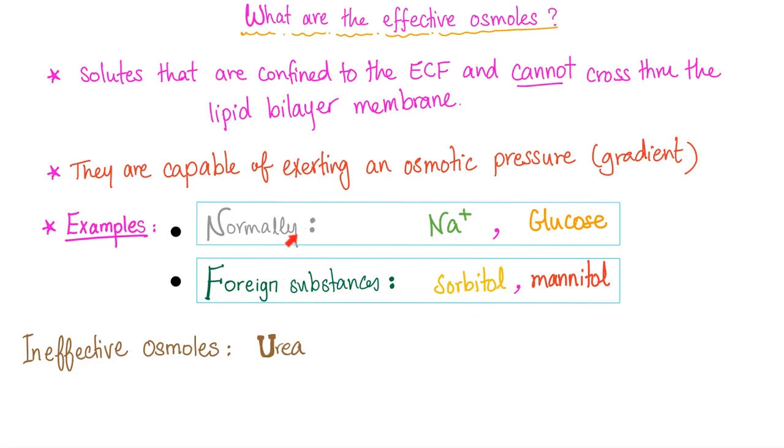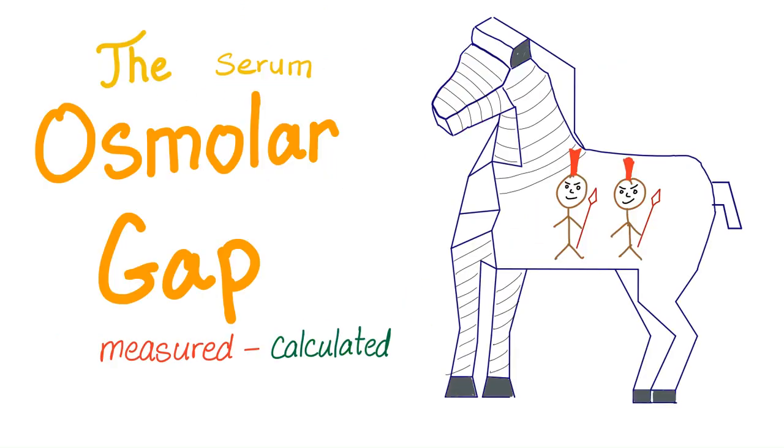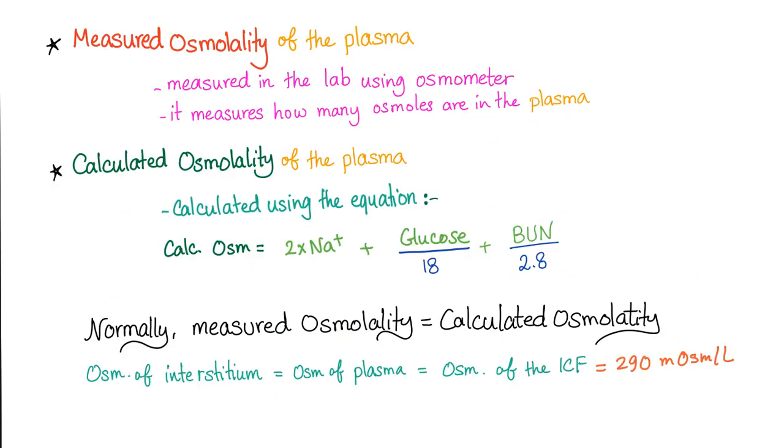How do I tell if this is a normal substance or a foreign substance? This is the story of the serum osmolar gap, which is the difference between the measured osmolality and the calculated osmolality. Measured minus calculated equals the gap. What is measured osmolality? Send the blood to the lab. The osmometer will give you a number, let's say 290. What is calculated? Use your brain.